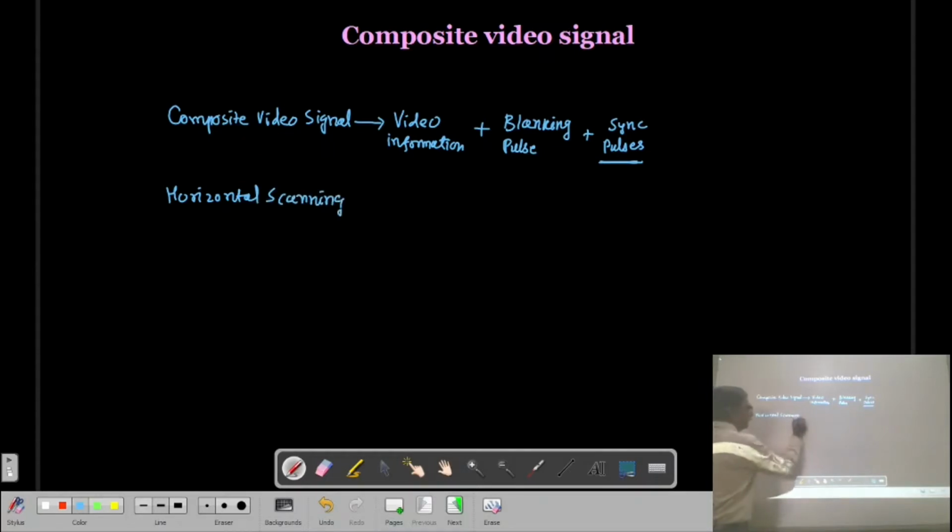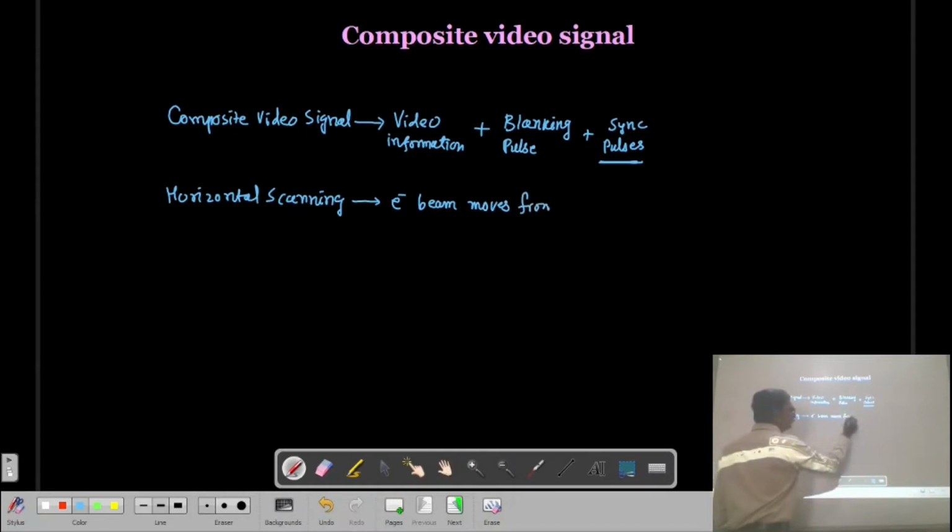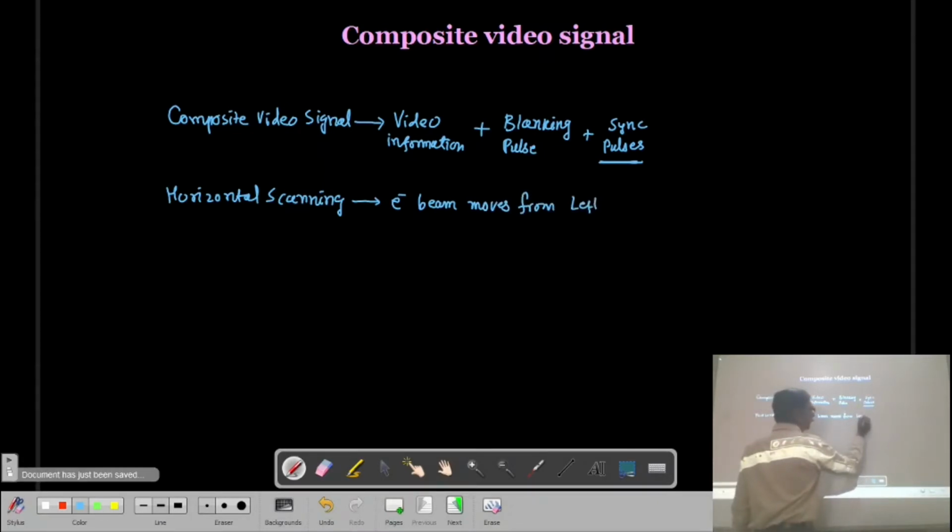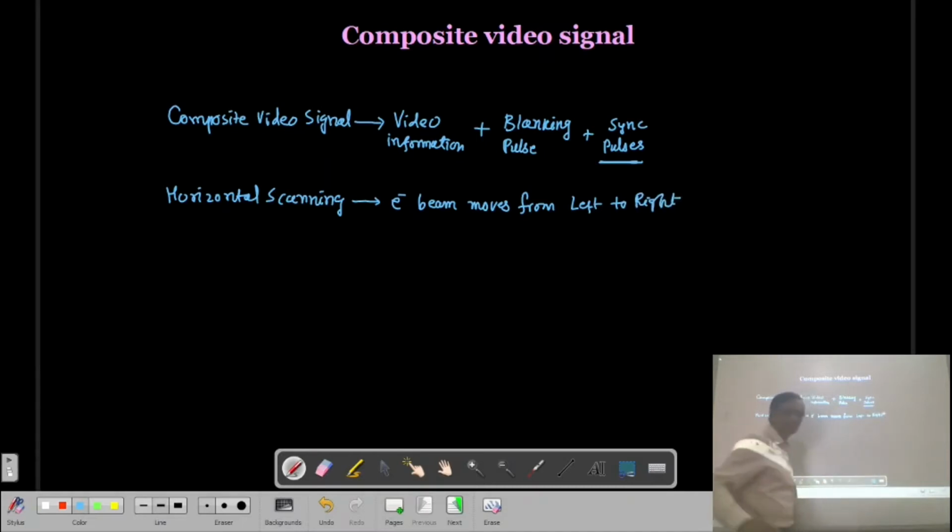In horizontal scanning, the electron beam moves from left to right. Again, it comes back for the next line on the left side of the screen.